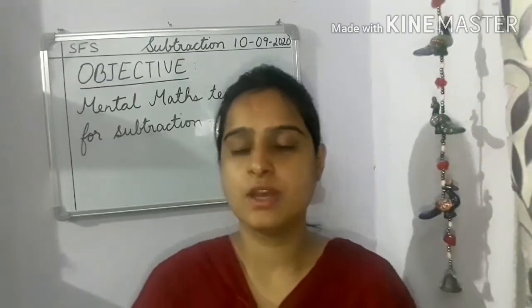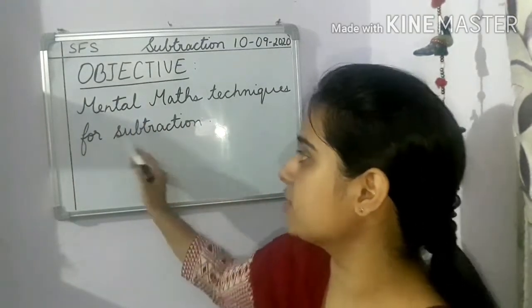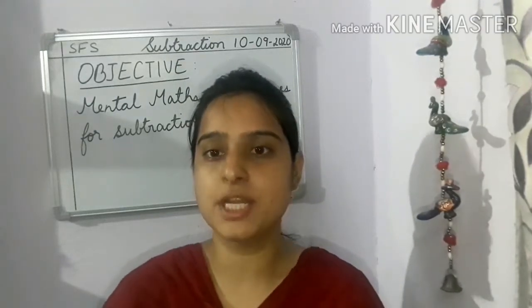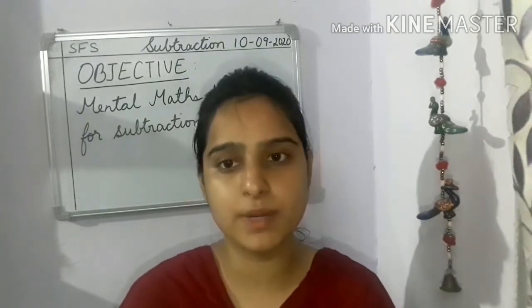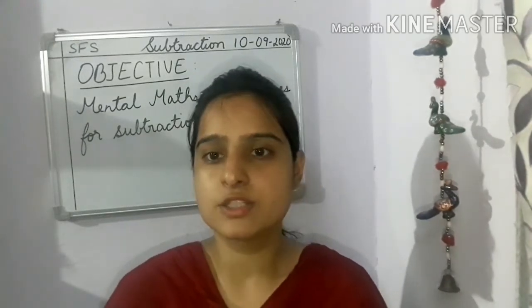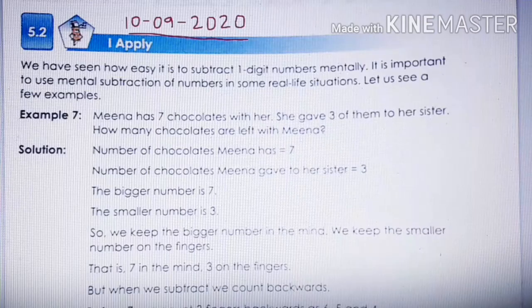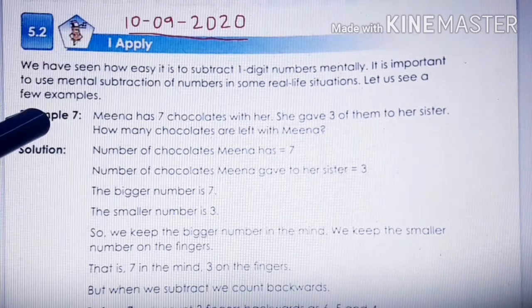Okay? So children, objective of the class is mental maths technique for subtraction. Today we will learn how to do subtraction mentally, as we have already done in the previous class, children. Today we will do word problems mentally. Okay, so let's start the class. Take out your textbook. So children, as we have finished till example 6, today we will start from example 7. Write down today's date. Example 7.